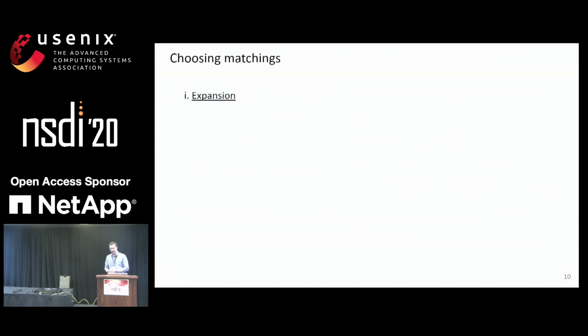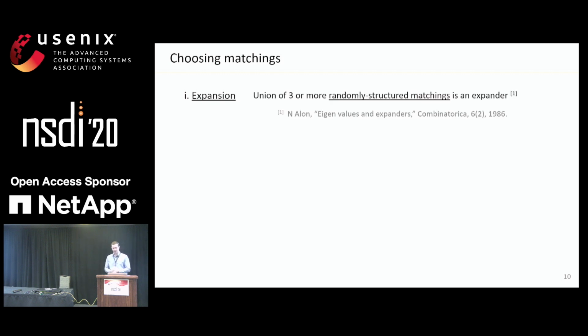So now I'll briefly talk about how we actually choose these matchings to enable these properties. The first property we want is good expansion. From graph theory, we know that the union of 3 or more matchings is an expander, as long as those matchings are randomly structured. So random structure is the first requirement on the matchings.